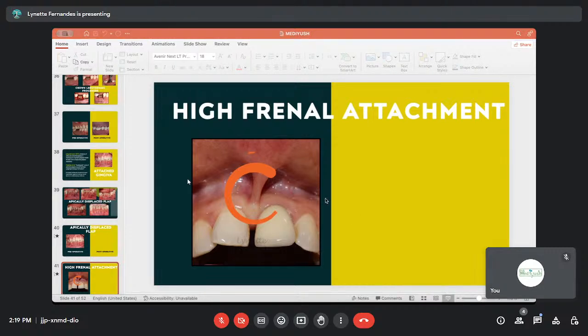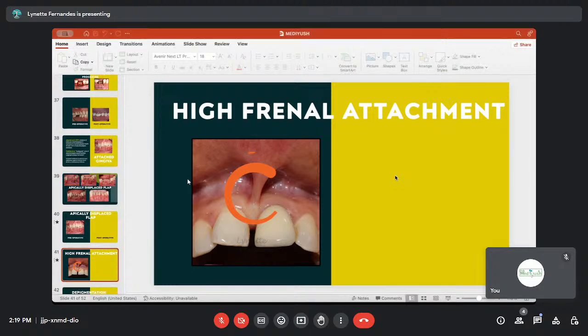Another case which comes and which should be done is a high frenal attachment case. You can see this frenal attachment causing diastema. Even if you do your orthodontic treatment, this thing is going to apply pressure, and the space is never going to get closed. So we do a frenectomy, which is done this way. We use a hemostat, cut off the frenum, suture, and that is what we end up doing.